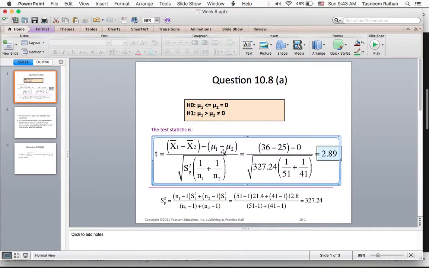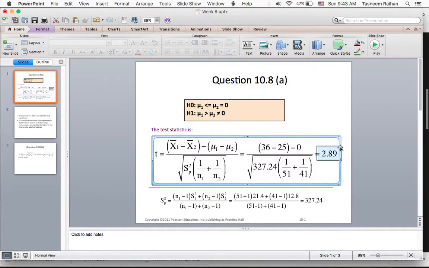But mu1 minus mu2 is always going to be equal to 0, because it's built into the null hypothesis that there is no difference between mu1 and mu2, and so we just plug that 0 in here. This is something that you always do. You always put mu1 minus mu2 equals 0 in any problems like these. Once we plug all these numbers in, I believe you should get 2.89.